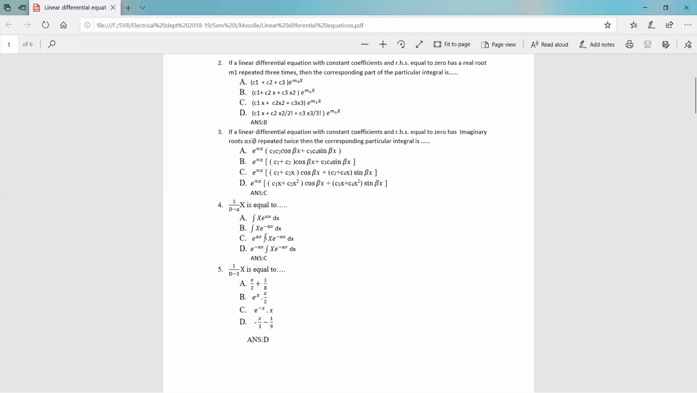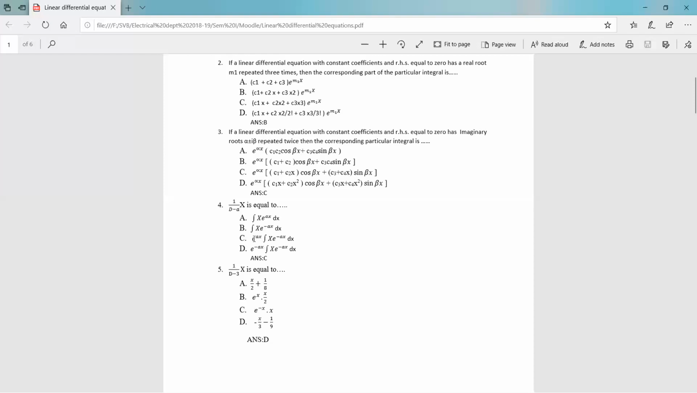If we solve this integration, after solving the integration we get minus x by 3 minus 1 by 9 into e raised to minus 3x. Here is an e raised to 3x. Now multiply e raised to 3x inside the bracket. E raised to 3x and e raised to minus 3x cancel. We remain with minus x by 3 minus 1 by 9. So we get option D.